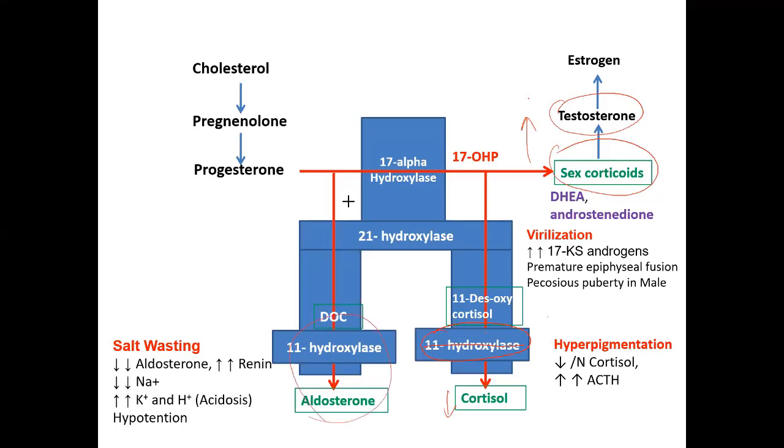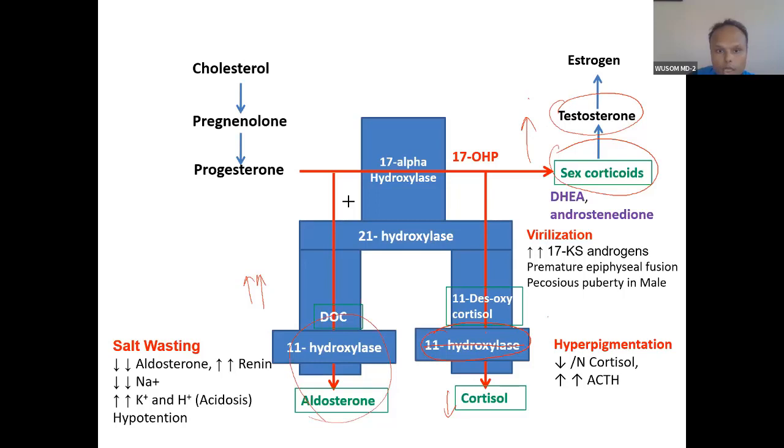Okay. What about this? This will increase if this is deficient. This will increase. And this, what about this? Aldosterone would also decrease. It's the same increase. It will also increase because 11 hydroxylase is different from this 11 hydroxylase. Okay? This 11 hydroxylase is deficient.